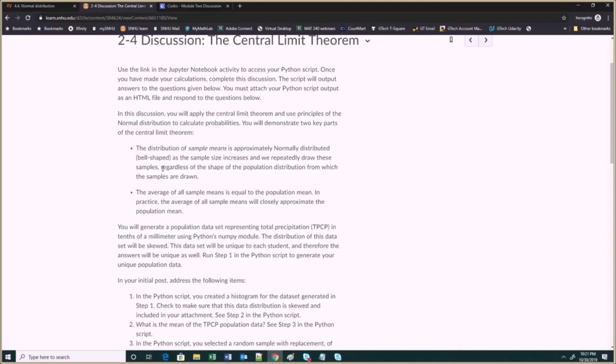So regardless of the shape, we saw that the population distribution was skewed. We repeatedly drew samples from that population. So we had 1,000 samples. Our sample size was large enough. Notice that each time we were picking a random sample of 50, and the distribution of sample means is approximately normal. So it confirms the first part.